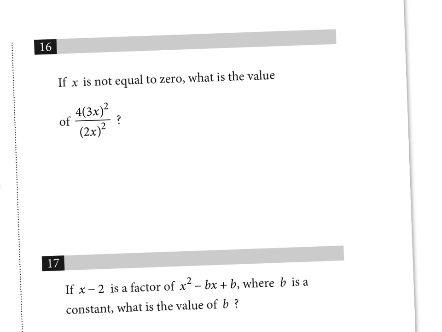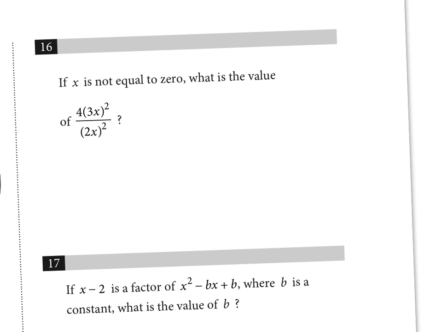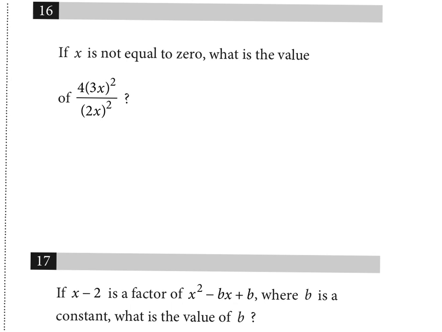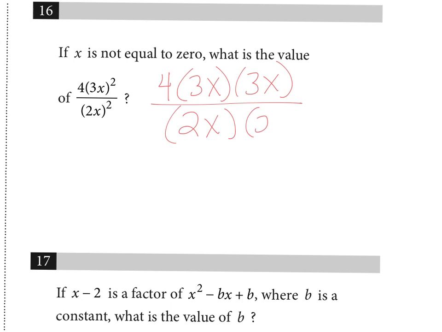Number 16, okay? This is a nice problem. It says, if x is not equal to 0, so you should have an answer that is not equal to 0. So what is the value of this fraction? Well, it's the quantity squared. What we need to do here is rewrite the problem. You have 4 times 3x times 3x, because square means 2 copies of that, divided by another 2 copies of 2x.